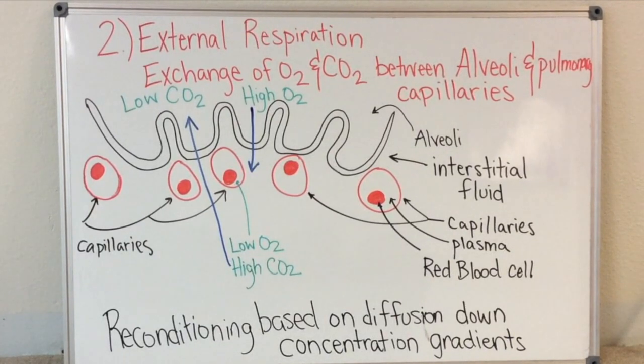Because diffusion moves down its concentration gradients, we are going to see oxygen move from high concentration to low concentration. It will diffuse from the alveoli into the interstitial fluid and into the pulmonary capillaries. Carbon dioxide is going to move in the opposite direction. It will move from the plasma and into the alveoli.